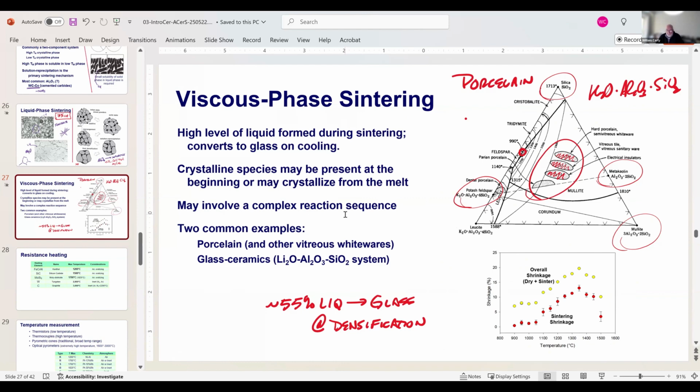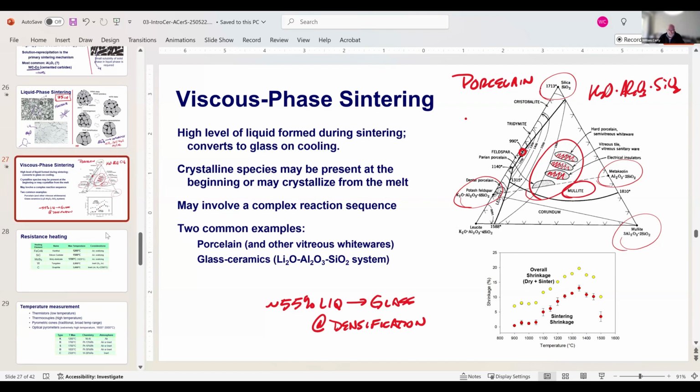These reaction sequences are based on the phase diagram. You can predict what's going to happen. And sometimes you get crystalline materials left over that didn't react. Other times you precipitate a crystal out of the system. And what precipitates out of porcelains is mullite. And the reason it precipitates out is because you reside in the mullite phase field. If you want to talk about phase diagrams, we can do that at another time.